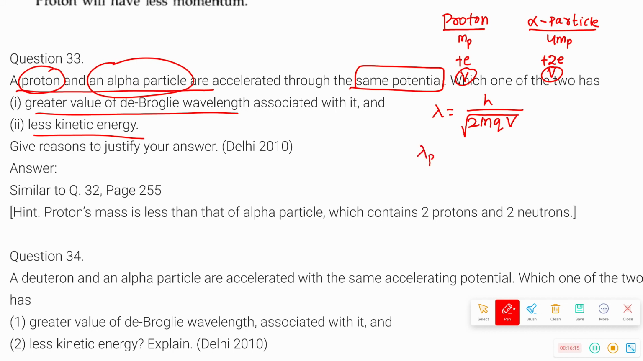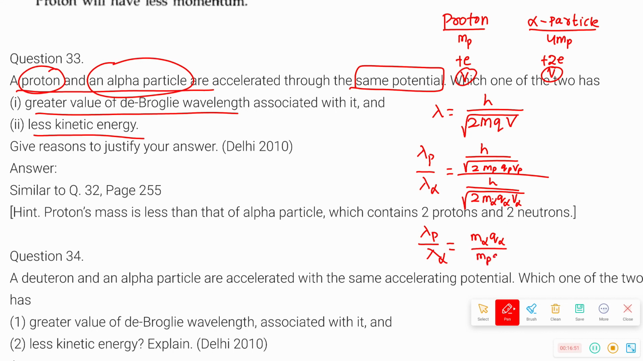Now lambda for proton and lambda for alpha particle, you divide and check. Here h divided by root 2mp qp Vp, divided by h by root 2m alpha q alpha V alpha. Both are accelerated through the same potential, so V will be the same. Lambda p by lambda alpha, what will I write? Now this will go up as m alpha q alpha by mp qp, because Vp will get cancelled, h cancels, 2 also cancels.